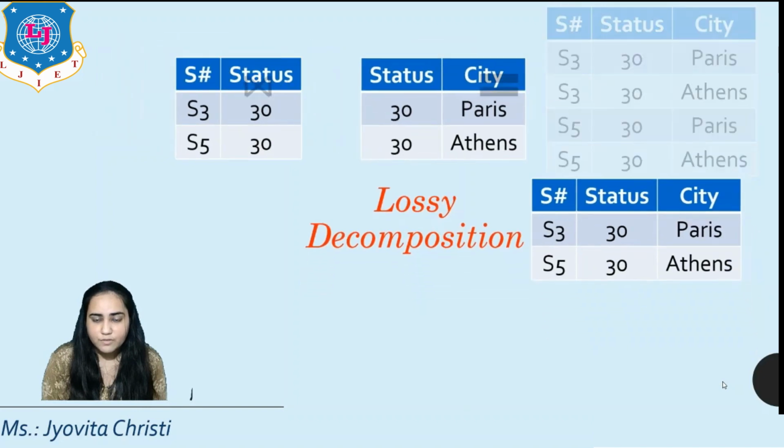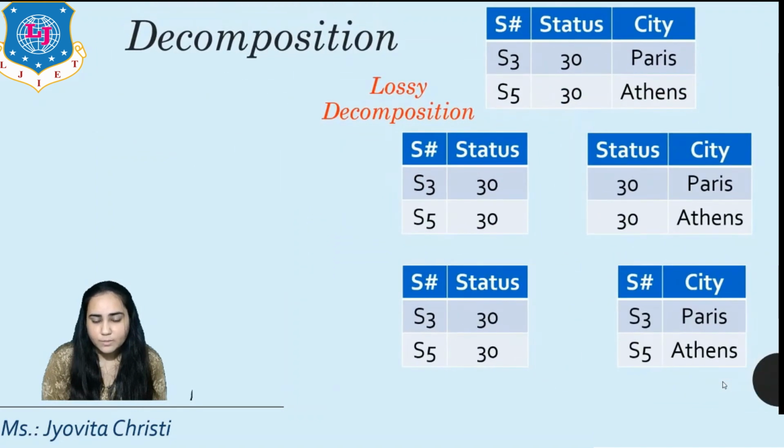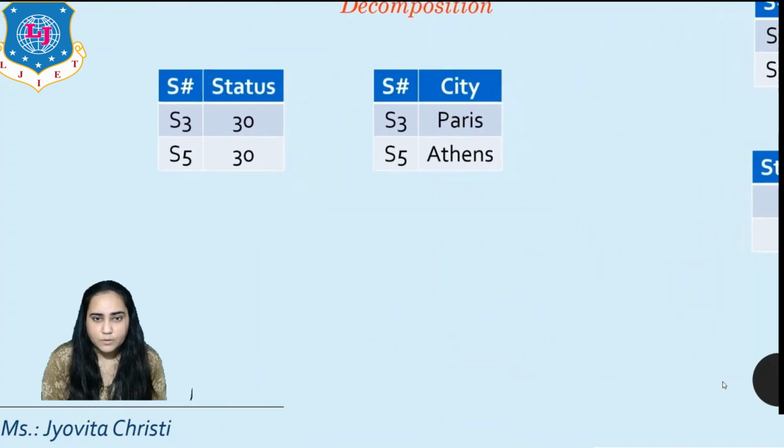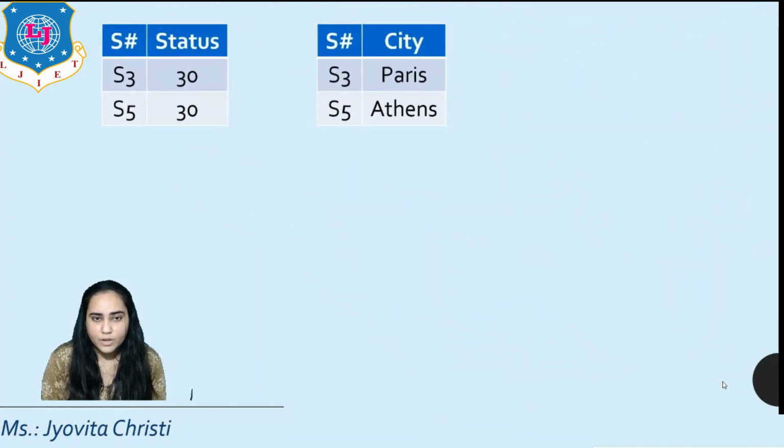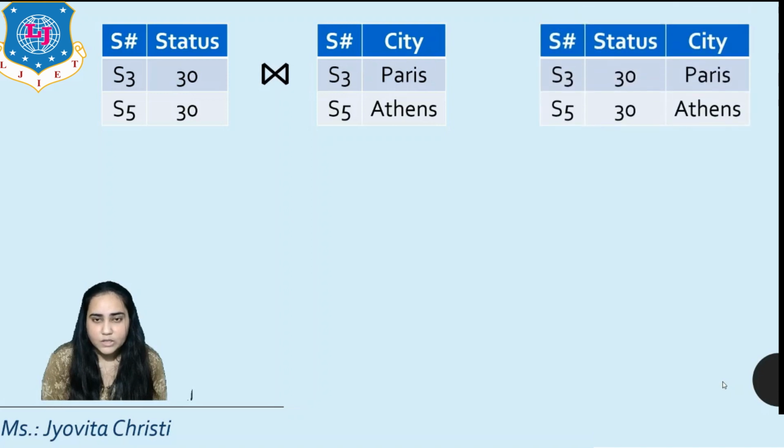So let's review the second type of decomposition that we saw, the second possibility, where we are using S hash and status and S hash and city. And let's see how this works out. So once again, we are going to take a natural join for these two. And when you take a natural join for these two, what you get as a result is this, which is actually our original table.